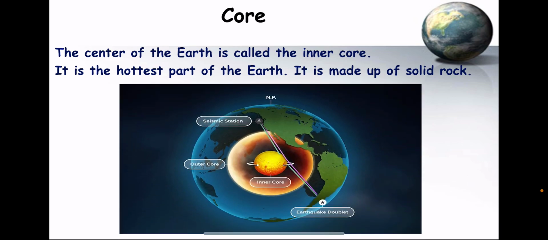Now you can see this is the whole earth, and this is the crust. Then this whole inner side is the mantle, this one is the outer core, and this one is the inner core. It is the innermost part of the earth in the middle, and it is believed to be made up of iron and nickel. It may have a temperature like that of the sun's surface. So it is as hot as the sun. It is a solid rock, and its temperature is very high.